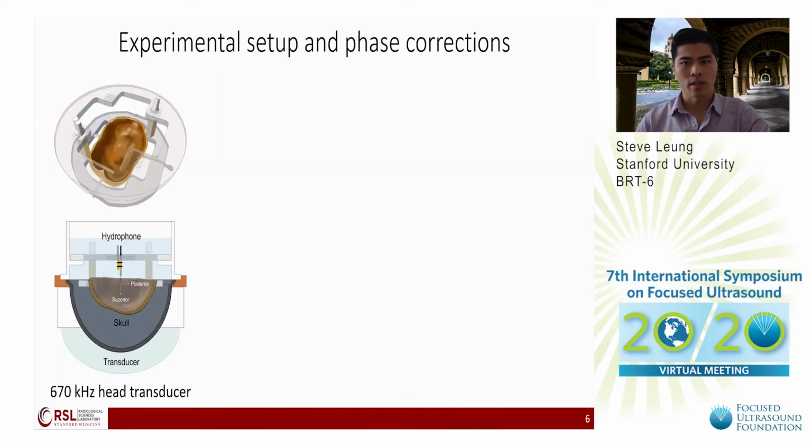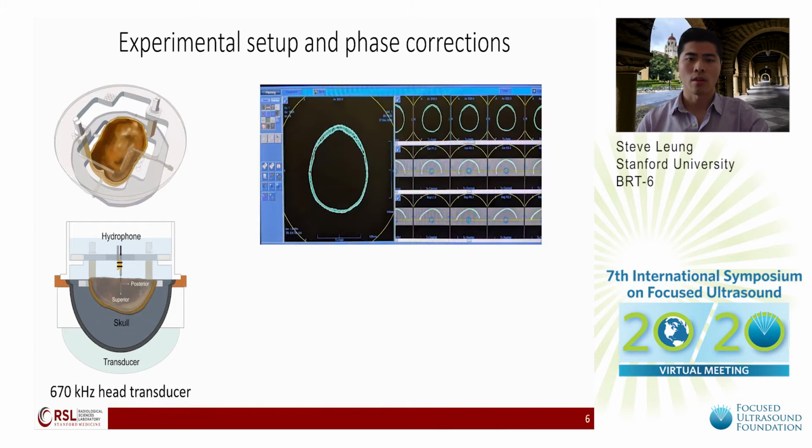The experiment is set up to have the skulls secured in a skull holder, which is then secured to the head transducer. Images are uploaded to the Insight Tech workstation, registered to the transducer, and then phase corrections are calculated. These phase corrections are applied to the head transducer during sonication, and the focal spots are measured using a needle hydrophone mounted on a 3-axis positioner system.